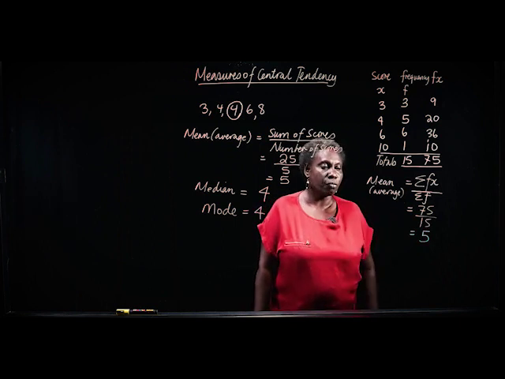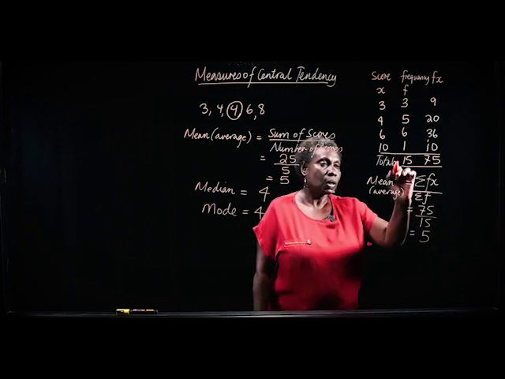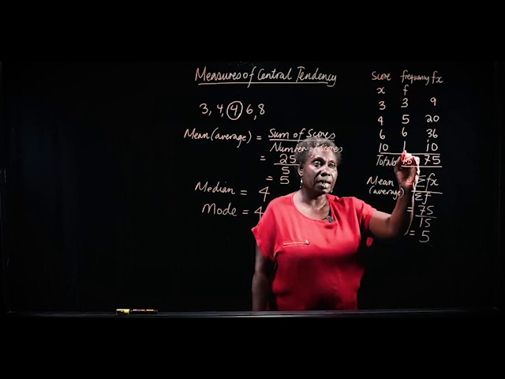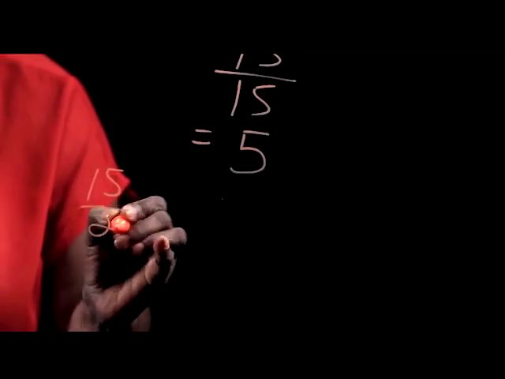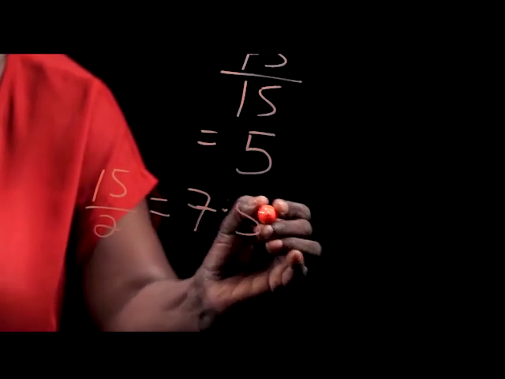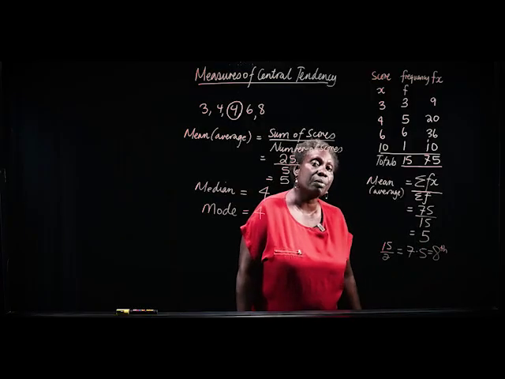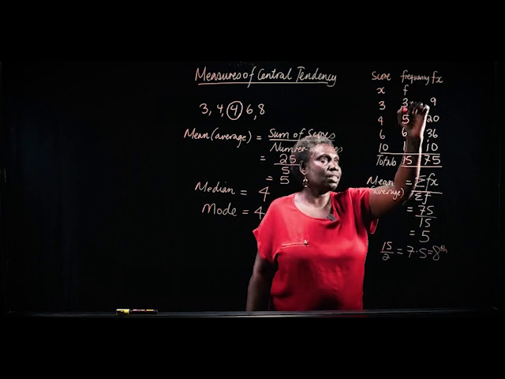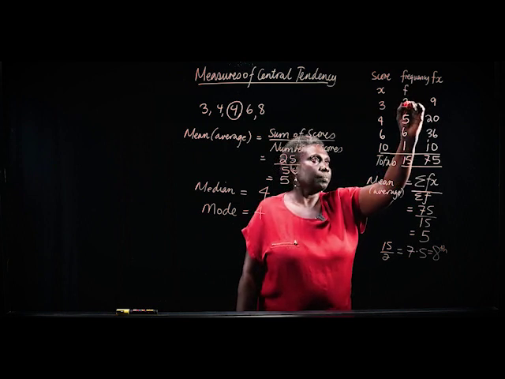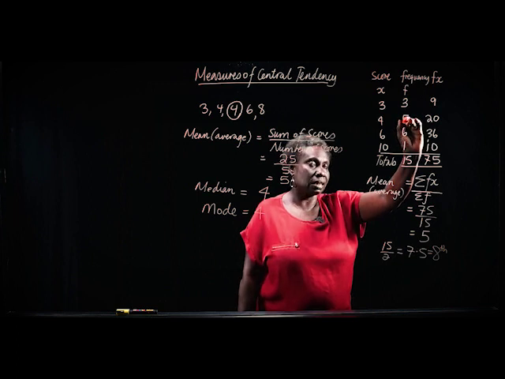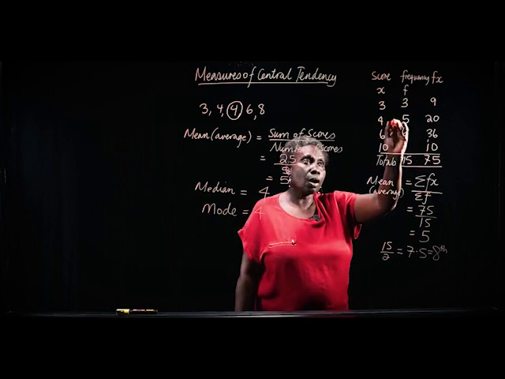Now, we can also find the median of this set of scores. But before we find the median, we have to divide this 15 by 2 so that we find the position of the middle score. If I divide 15 by 2, that gives me 7.5, which is equal to the 8th position. The 8th position will be the middle score. I am going to add these frequencies to find the 8th score. The 3rd score, so 3 plus 5 gives me 8. Now the 8th position will be equal to 4.